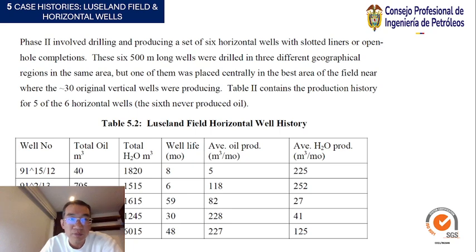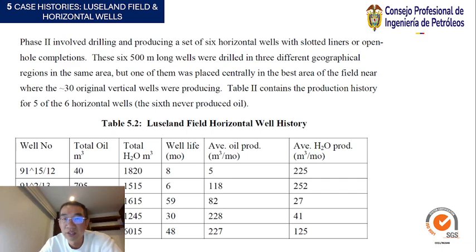Phase 2 involved drilling and producing a set of 6 horizontal wells with slotted liners or open-hole completions. These 6 horizontal wells, 500 meters long, were drilled in 3 different geographical regions in the same area, but one of them was placed centrally in the best area of the field, near where the 3 original vertical wells were produced.